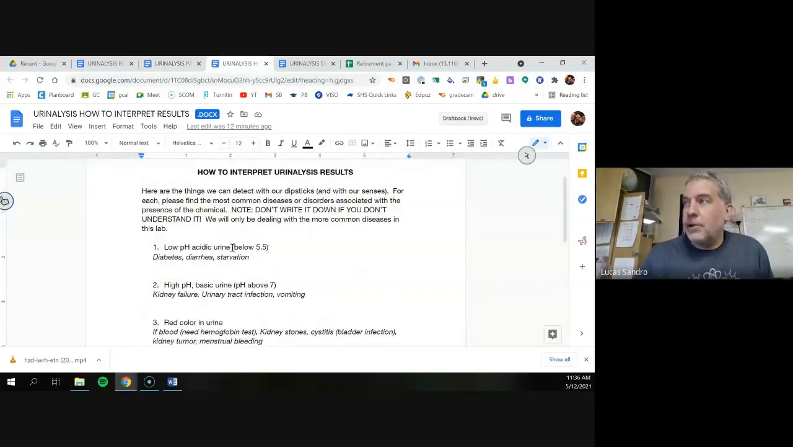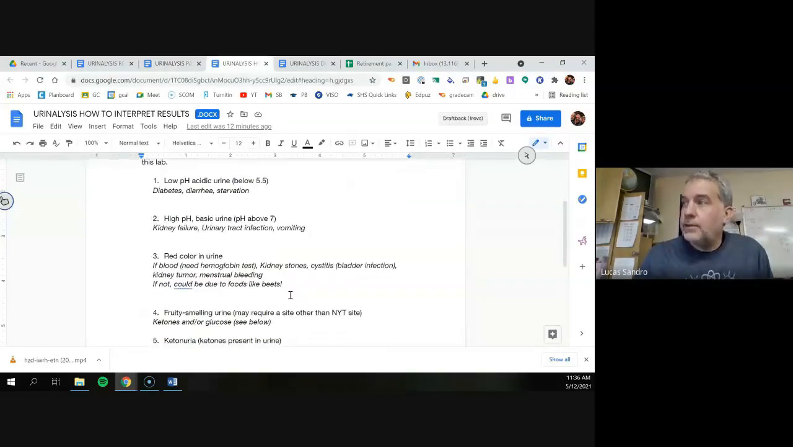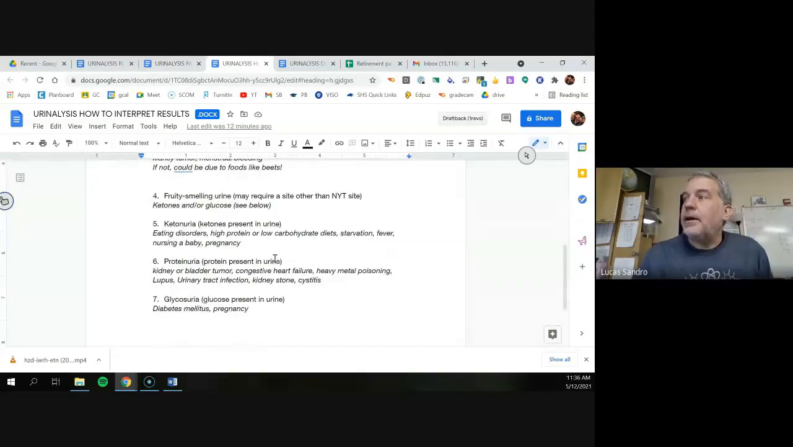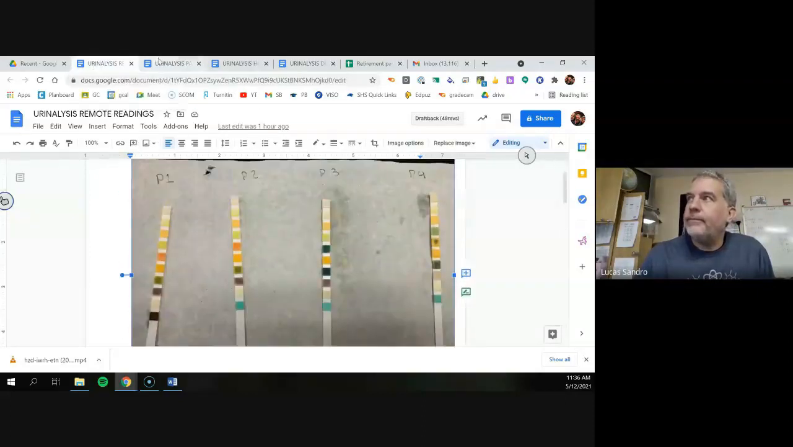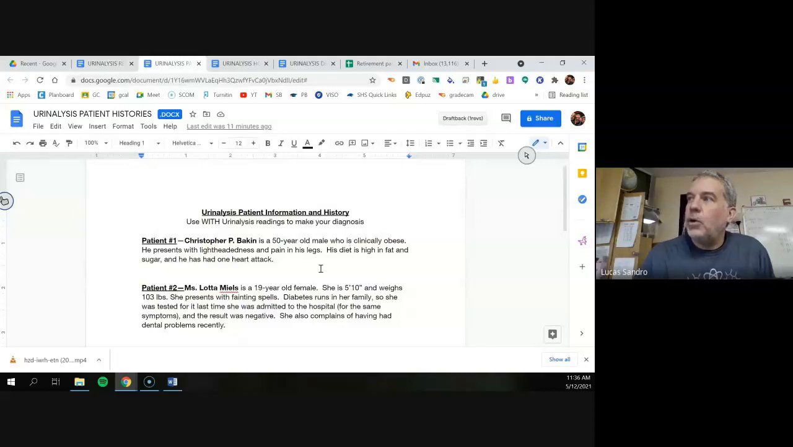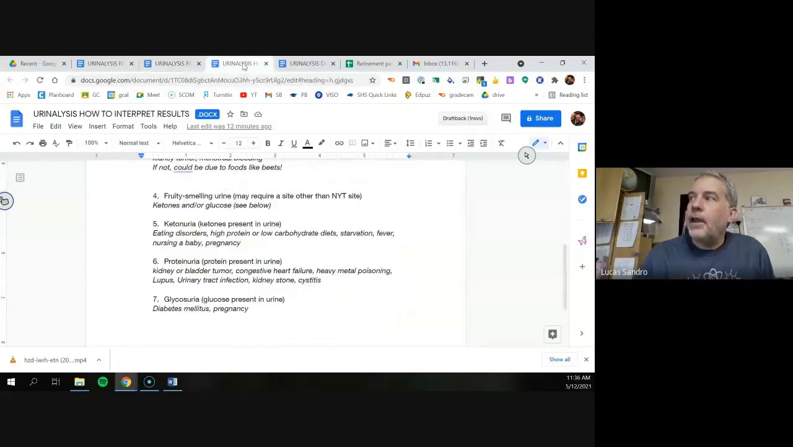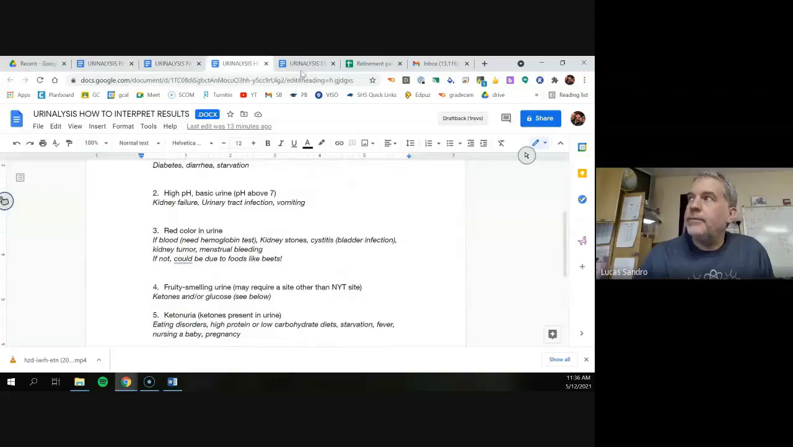Each of these results, low pH, high pH, color, smell, ketonuria, proteinuria, and glycemic, that just means having ketones, having protein and having glucose in your urine, those are not diseases, those are symptoms, okay? This is what that could mean. So your job is going to be to take all of these sources, right? What they've got in their urine right here, what their patient history is, and what stuff in the urine might mean.